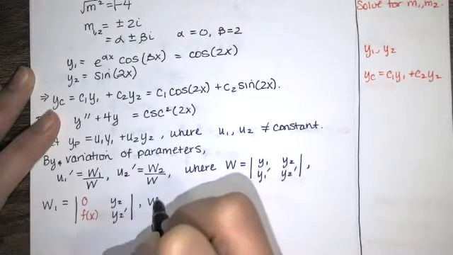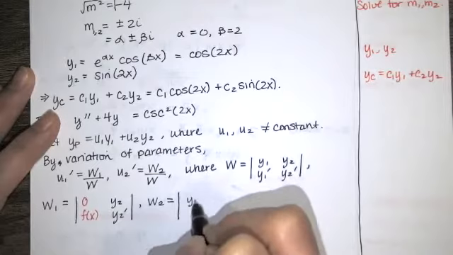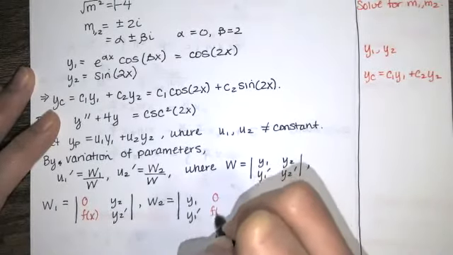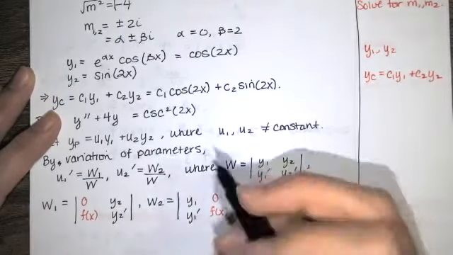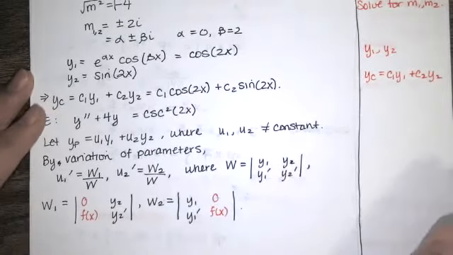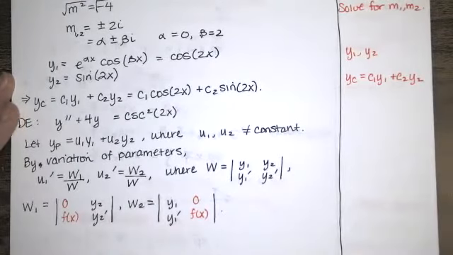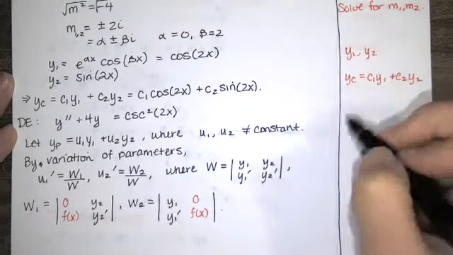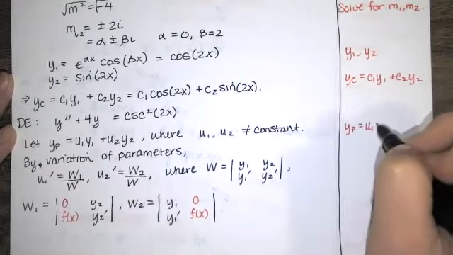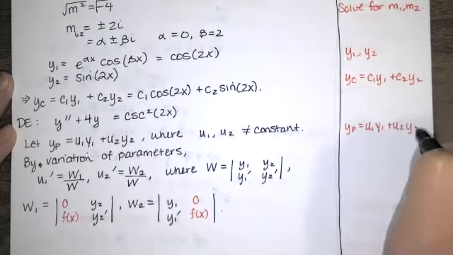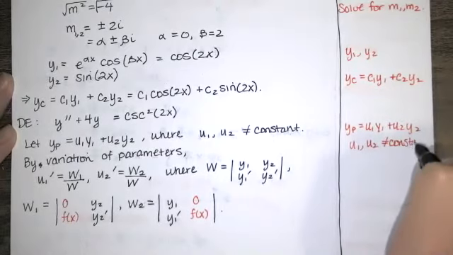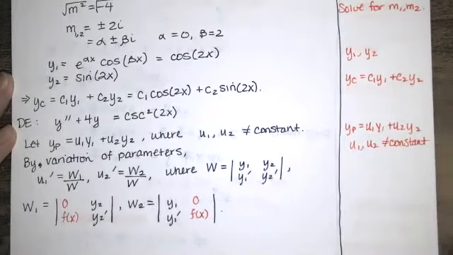And w2 is very similar as well. We leave the first column alone. We swap out that second column for 0 and f of x. So we're letting y sub c equal this, or we found that y sub c equaled that, and then we said, let's let y sub p equal u1 y1 plus u2 y2, where u1 and u2 are not constants, so that y sub p is linearly independent from both y1 and y2.